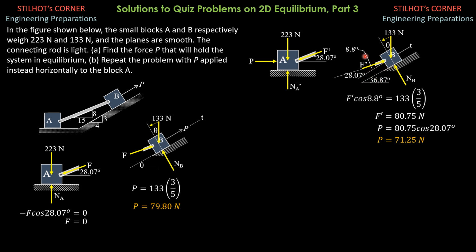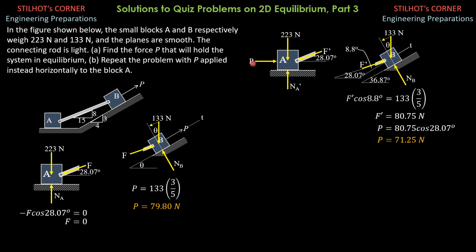Therefore, the angle here is 36.87 minus 28.07 degrees, and that is 8.8 degrees. Then summation forces tangential equals 0. F prime times cosine 8.8 degrees equals this component, which is 133 times sine theta, which is 3/5. So F prime is 80.75 newtons. Then let's go back to this free body diagram.